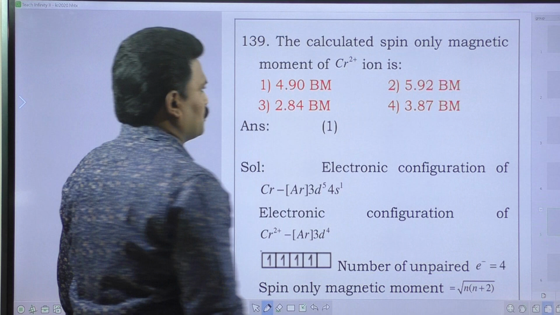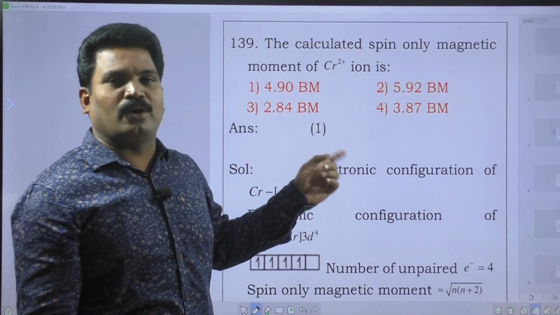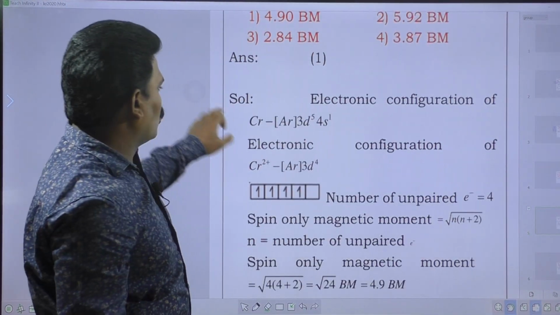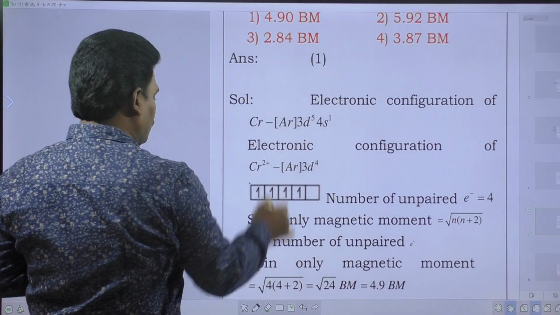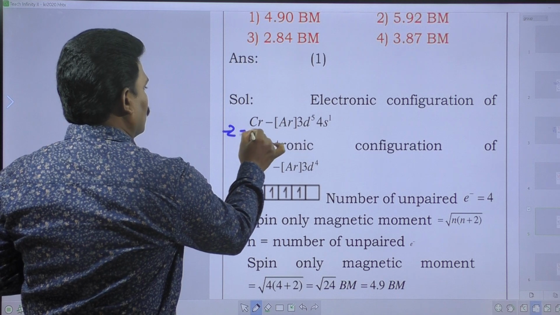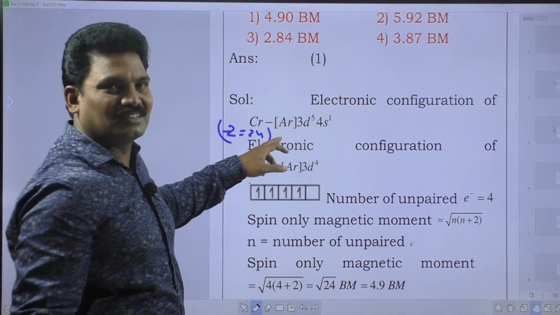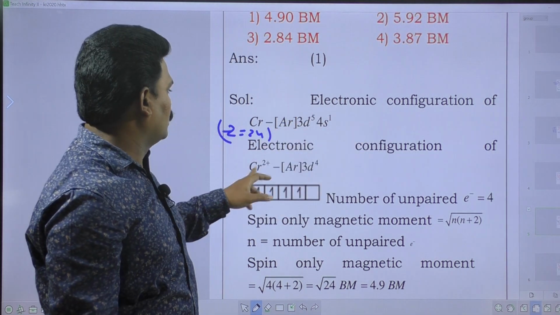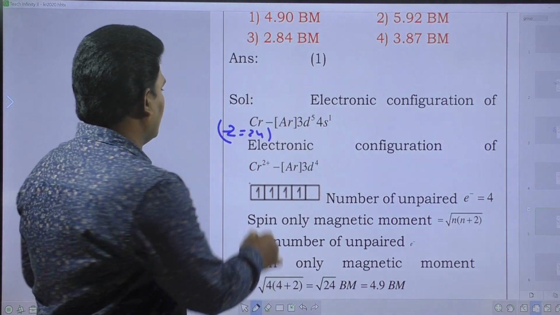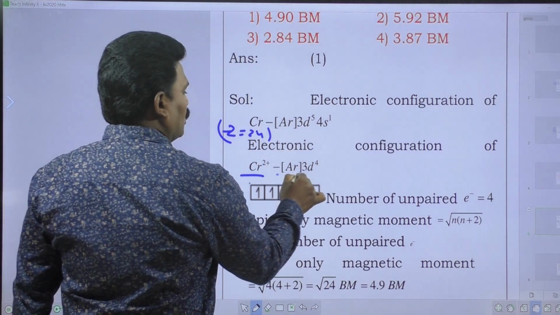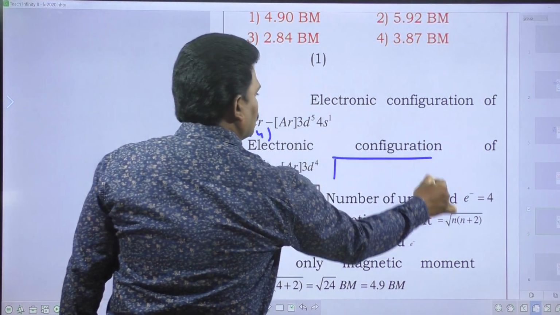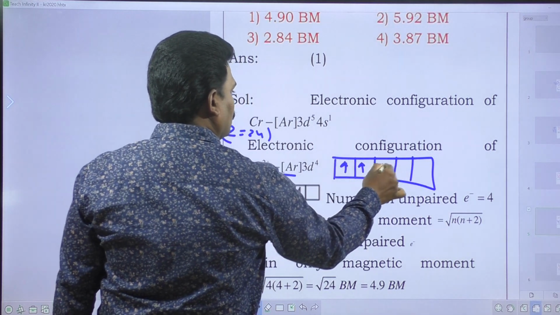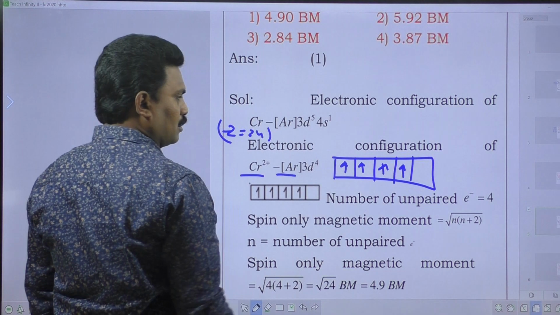Calculate the spin only magnetic moment of Cr plus 2 ion. Look at the configuration of Cr plus 2 ion. Chromium electronic configuration, atomic number Z is equal to 24. So argon 3d5 4s1, the anomalous configuration of chromium. In the given question, Cr plus 2 ion, so argon 4s0 3d4. 3d4 means 4 unpaired electrons: 1, 2, 3, 4. Number of unpaired electrons is 4.